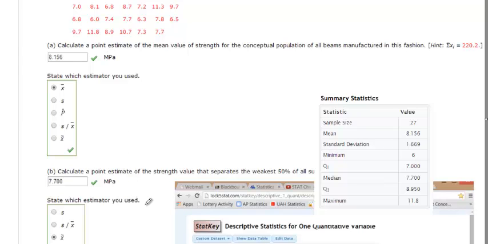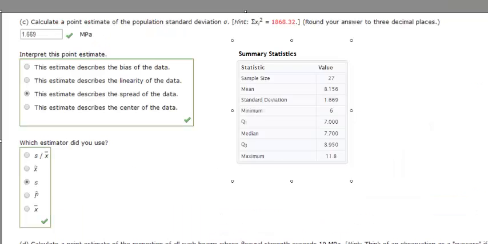And let's see what I have next. Right, here's my summary statistics. I got them again. Standard deviation, 1.669, just keep that in. That's the spread of data. Of course, it was my standard deviation, my sample standard deviation.